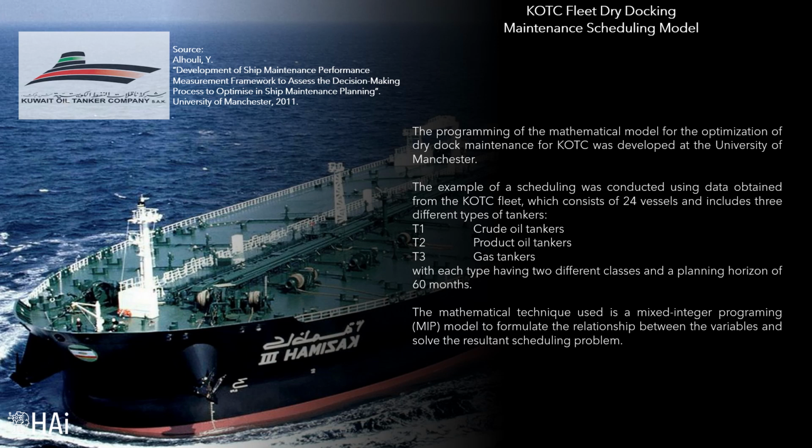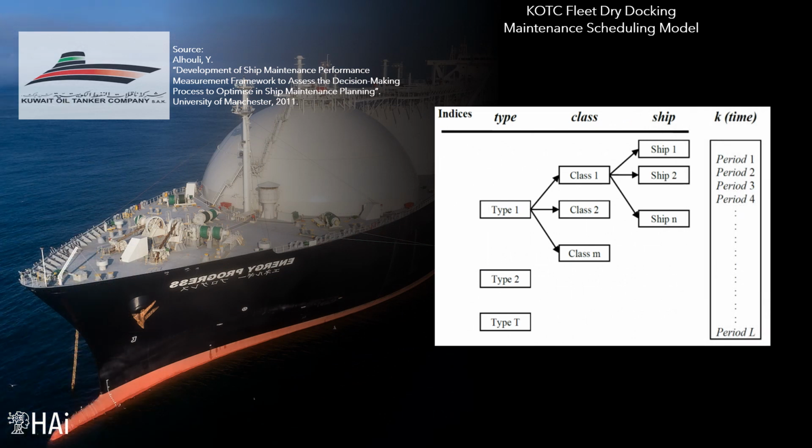KOTC fleet dry docking maintenance scheduling model. The programming of the mathematical model for the optimization of dry dock maintenance for KOTC was developed at the University of Manchester. The example of a scheduling was conducted using data obtained from the KOTC fleet, which consists of 24 vessels and includes 3 different types of tankers: T1 crude oil tankers, T2 product oil tankers, and T3 gas tankers, with each type having 2 different classes, and a planning horizon of 60 months.